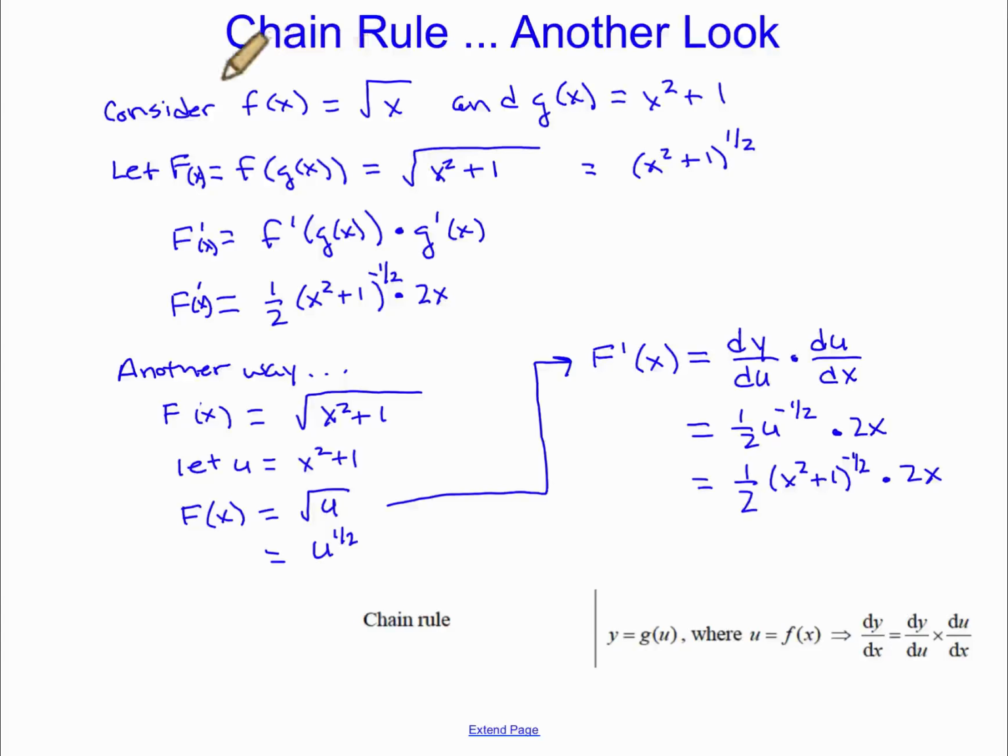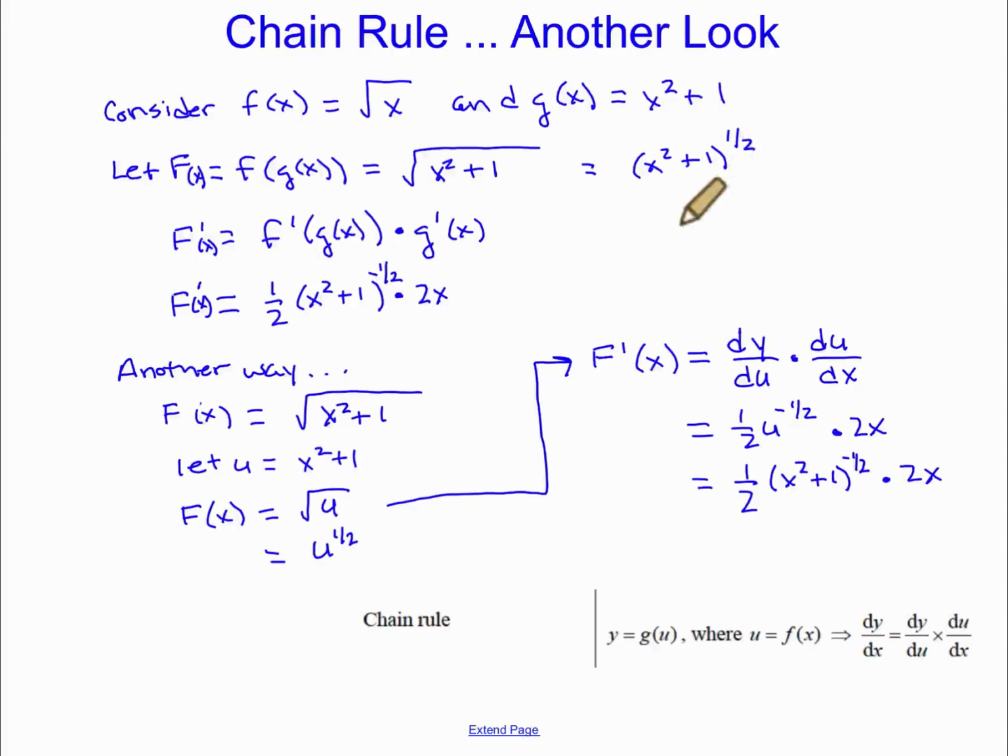So let's consider we have a function f of x equal to the square root of x, and then another function g of x equals x squared plus 1. And then we're going to talk about the composite f of g of x, and we're going to let that be equal to, or represent that with capital F of x. Well, f of g of x is equal to the square root of x squared plus 1, because we replace the x with the x squared plus 1 here. And I'm just going to rewrite it as x squared plus 1 to the 1/2 power, because we're about to differentiate it.